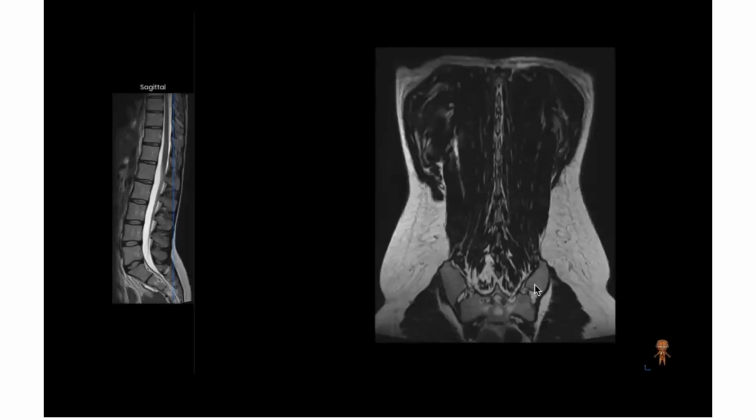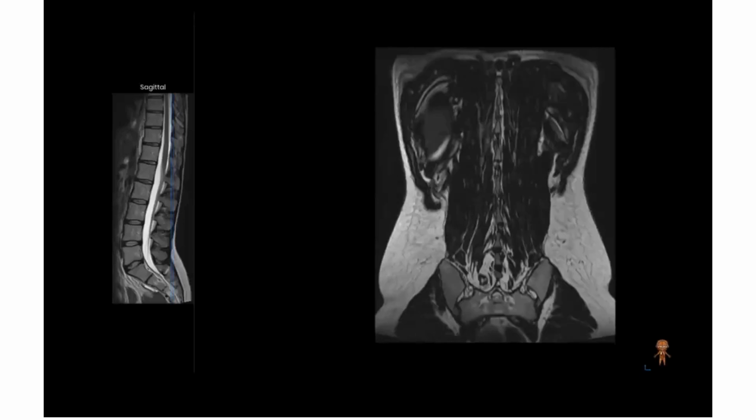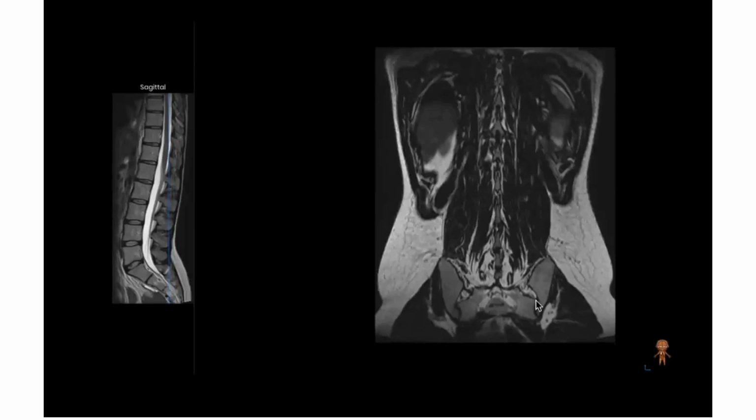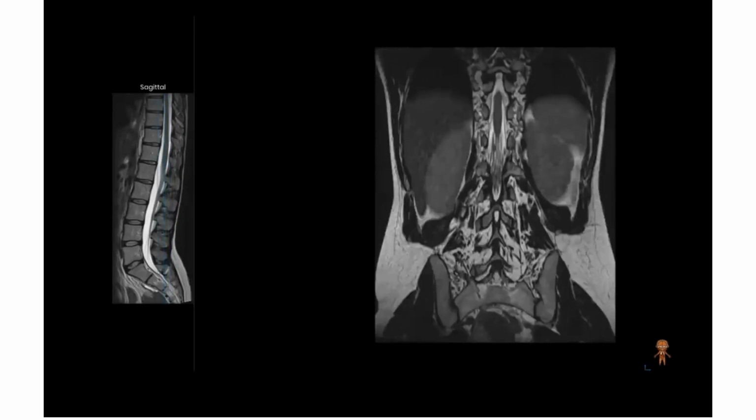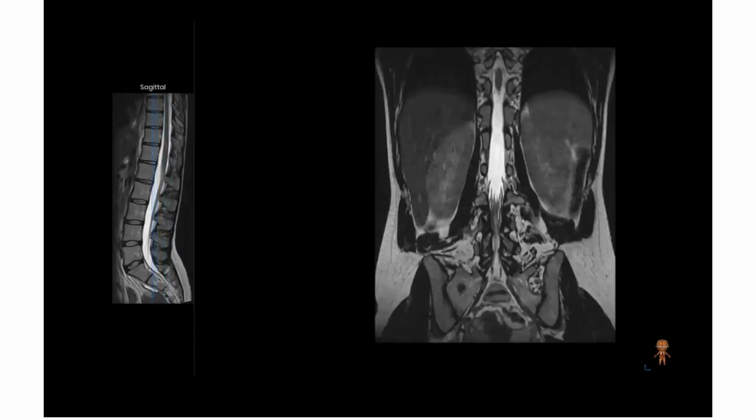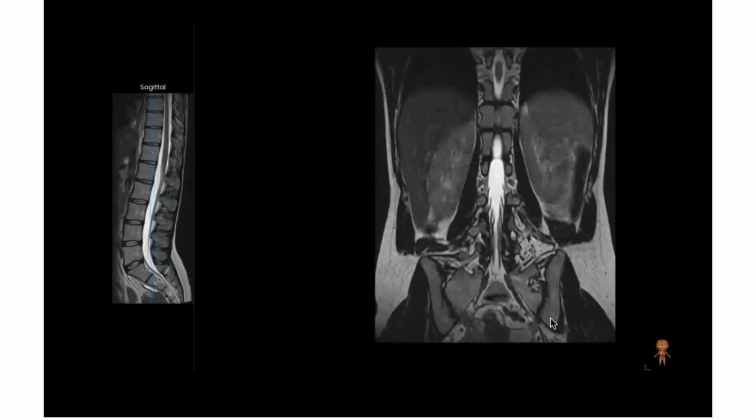Now look at this. So we're in the posterior part of the joint here. As we go more anteriorly, we can start seeing the entire posterior joint over here, the dorsal joint. Now we have reached the middle part of the SI joint. And now we are going towards the anterior part, and now this is the anterior part of the SI joint.